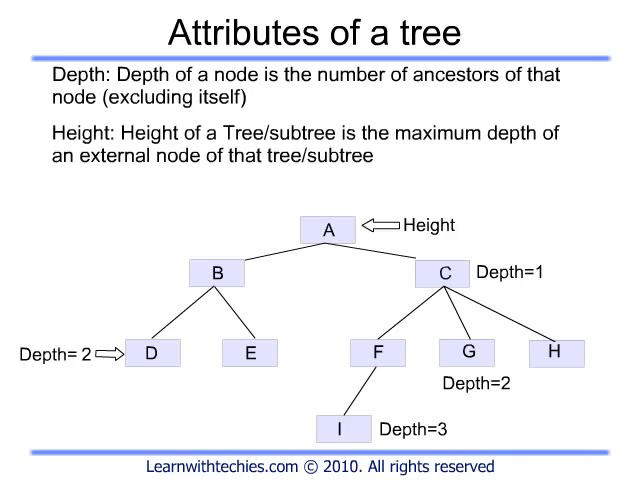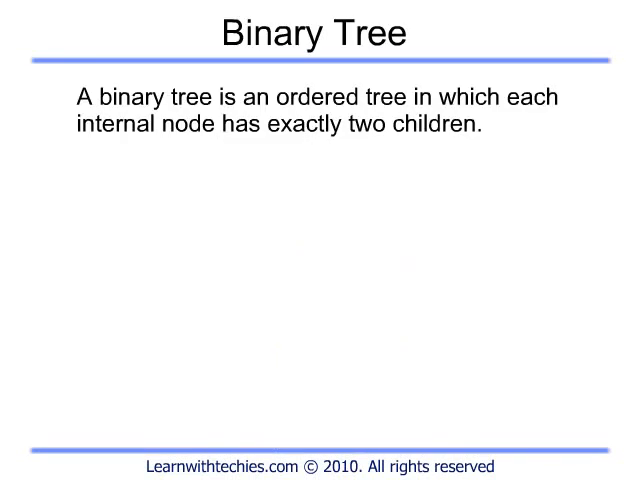Height of a tree is the maximum depth of any node. In our case it will be the depth of node I. So, 3. A binary tree is an ordered tree in which each internal node has exactly two children. So, each node can have either no children or one or two children.